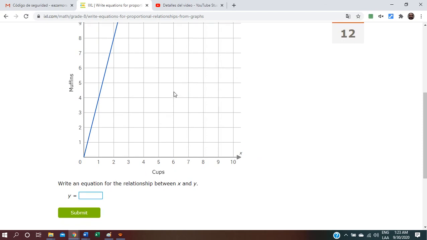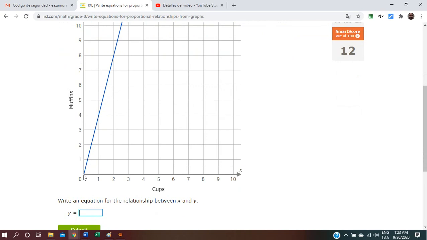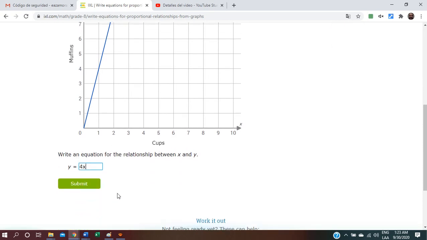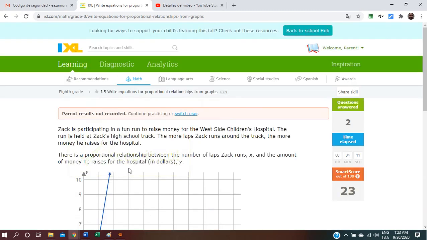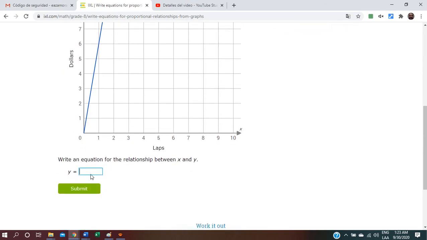Okay, so if you want, you can read all of this, or you can just follow the blue line. When we get to our first exact point, we just divide 4 by 1. So 4 divided by 1 equals 4, and we add an x, 4x. That is our equation: y equals 4x. Okay, so in this case we follow the blue line. This is our first exact point. 6 divided by 1 equals 6x.